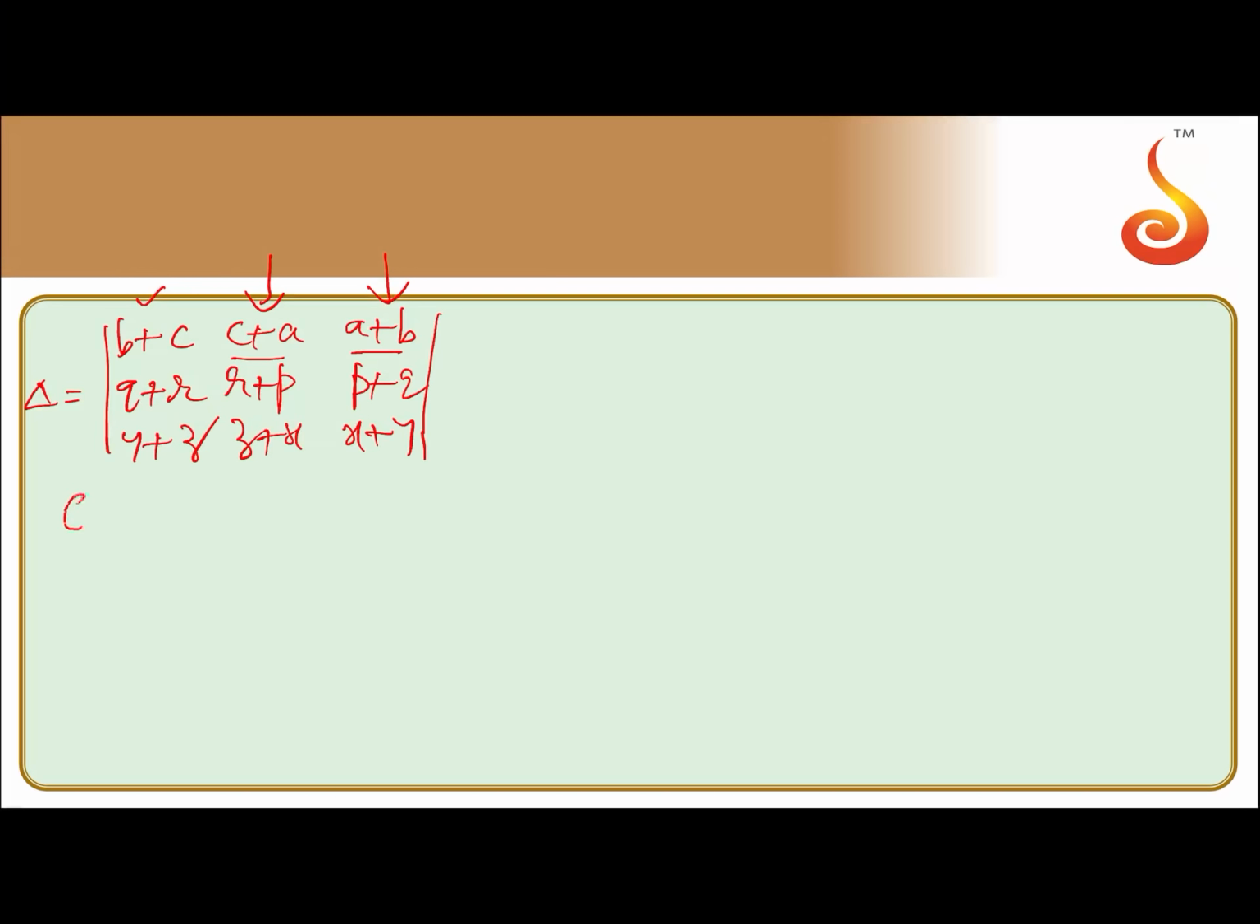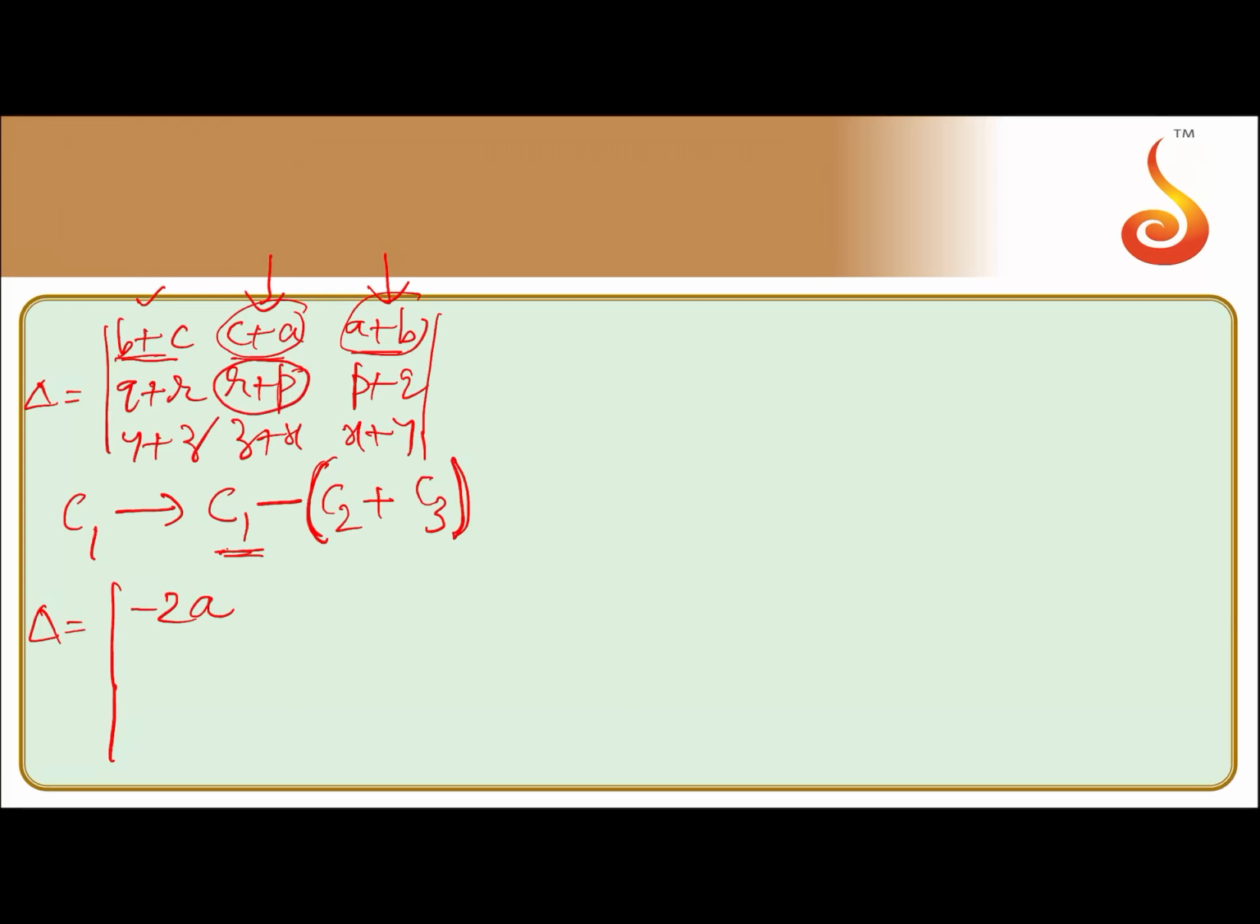So I use the concept of subtracting C2 plus C3 from C1. Thereby, I would change the first column elements by the property C1 minus of C2 plus C3. Add C2 and C3 and then subtract from C1. Thereby, you would be getting the determinant equal to: b plus c, c plus a plus a plus b, subtracting from here, you would be getting minus 2a. In the same way, r plus p plus p plus q, you'll be getting 2p plus q plus r, subtracting from here, minus 2p. And z plus x and x plus y addition is 2x plus y plus z, so you get minus 2x because y and z get cancelled.